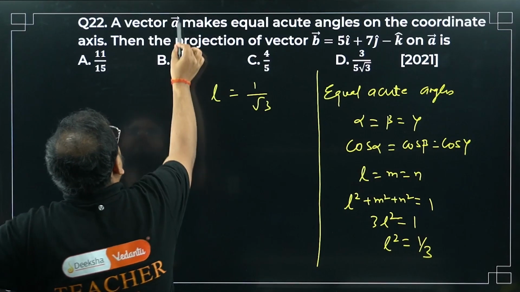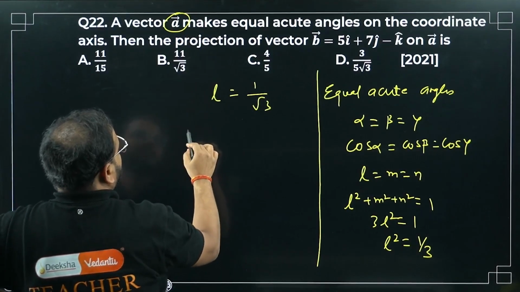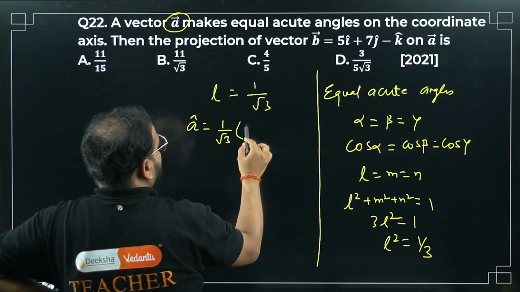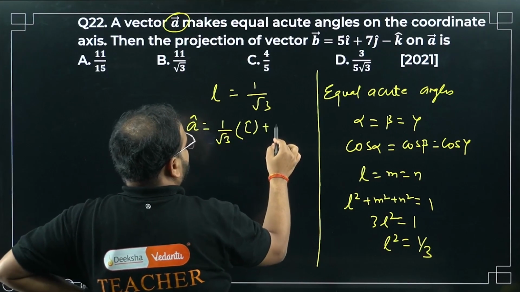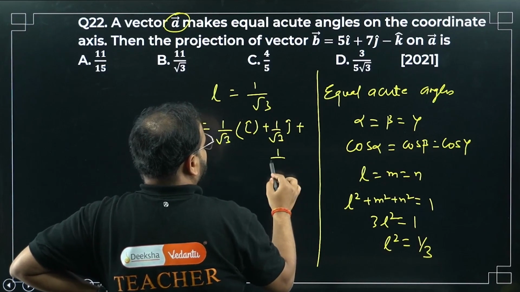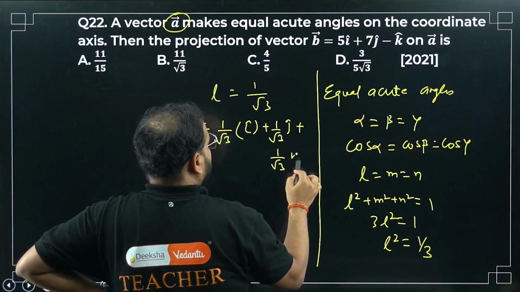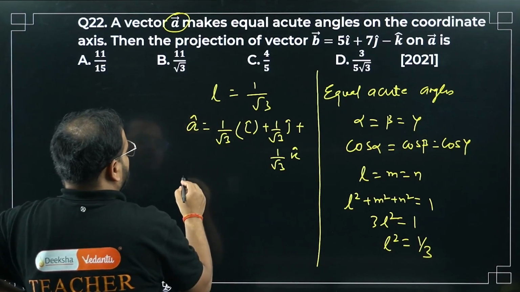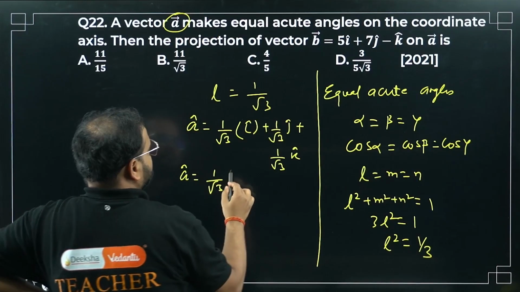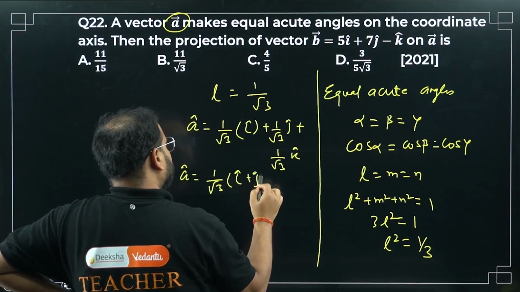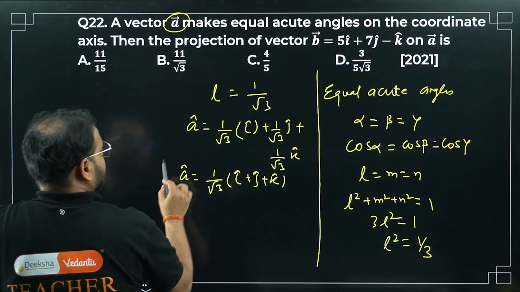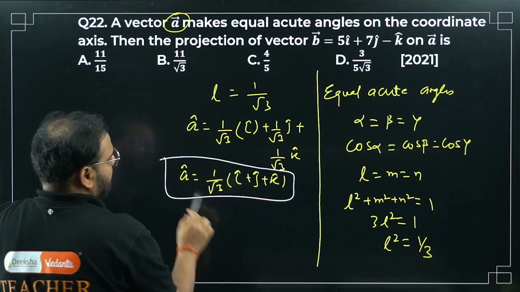How do we write this vector? If I write this vector to be vector A, I'm writing this vector A cap as 1 by root 3 times i cap plus 1 by root 3 times j cap plus 1 by root 3 times k cap. So basically my vector A cap is given by 1 by root 3 outside, i cap plus j cap plus k cap. This is my vector A cap.